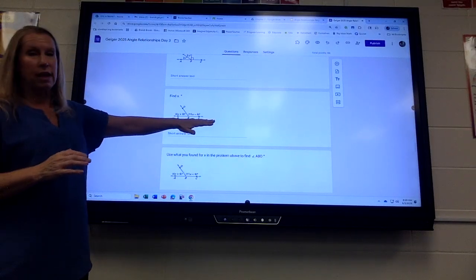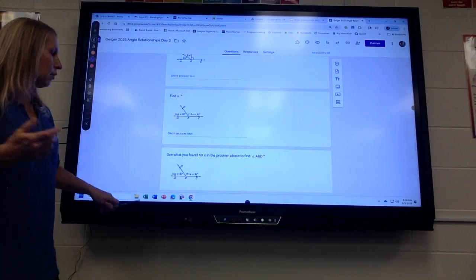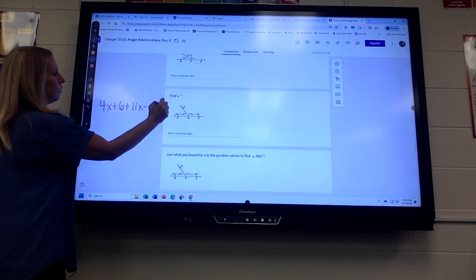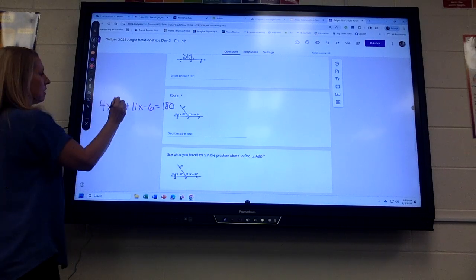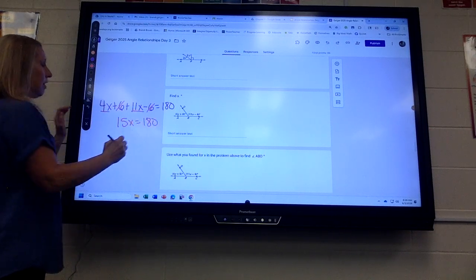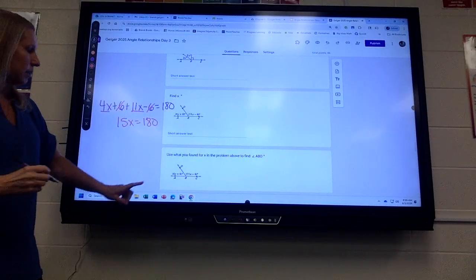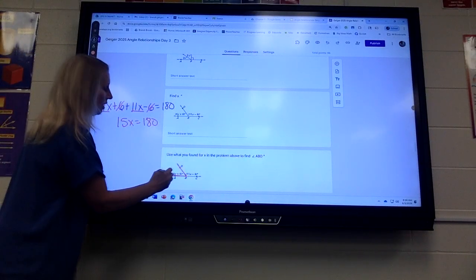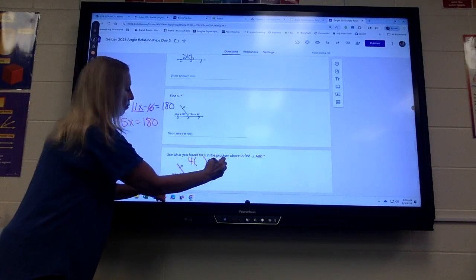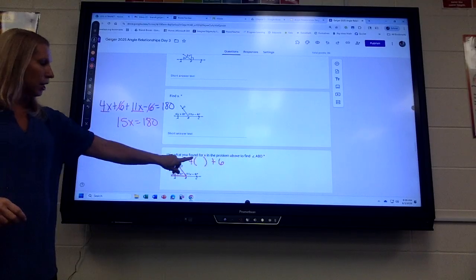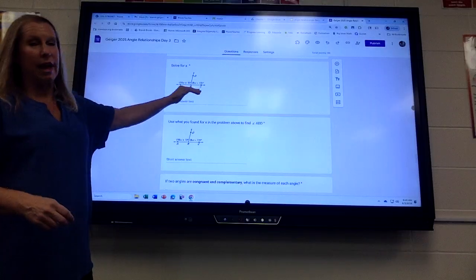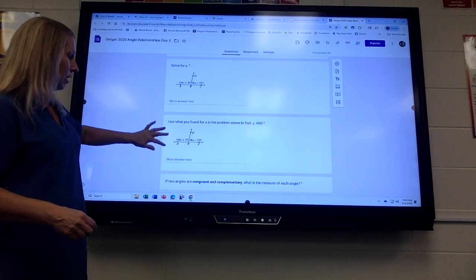If it makes a straight line, you're going to add them together to equal 180. So 4x plus 6 plus 11x minus 6 equals 180. Positive 6 and negative 6 cancel. 4x and 11x is 15x. And then do your algebra and solve. And then on this one, we're plugging it into a, b, d. So whatever you get for x, you'll plug it in: 4 times whatever x is plus 6. So you got to plug x in. Another one where they add to equal 180 and then plug it in.